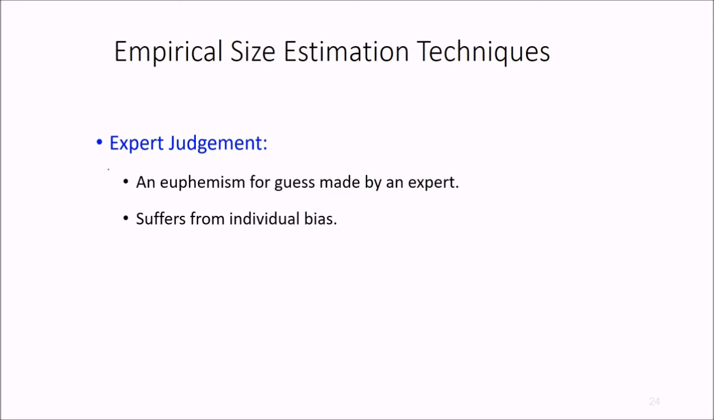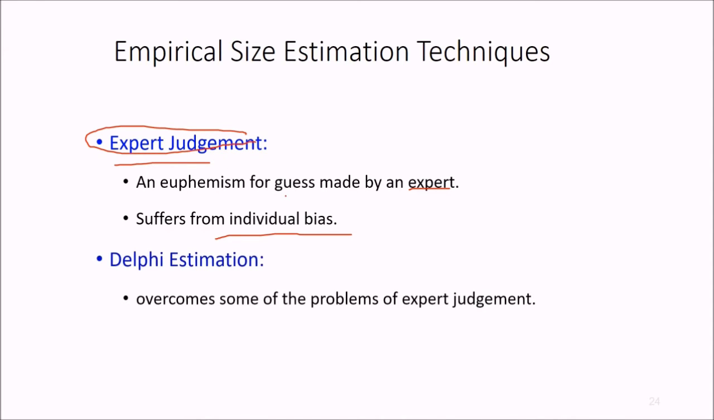So what is expert judgment? It is a euphemism for a guess made by an expert, and this suffers from individual bias. Somebody has judged, we call him an expert, and if he is an expert, that is very good, but this may be his individual bias. Then we have Delphi estimates, which overcome some of the problems of expert judgment.